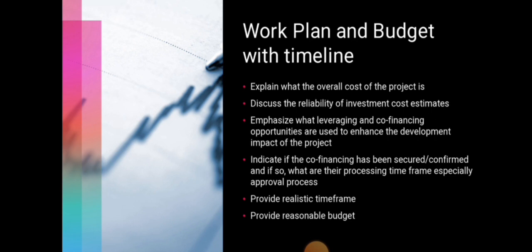On this part, we have to discuss what the project should be. Activities with budget. The work plan should be activity with timeline and budget. So explain the detailed works to be addressed on this part. So we have to address this. Explain what the objective and the overall cost of this project is.